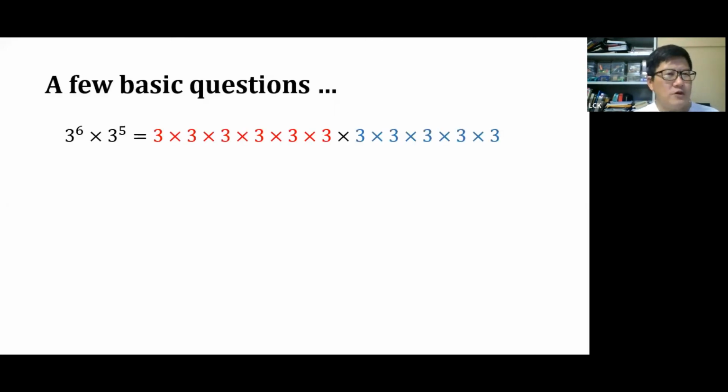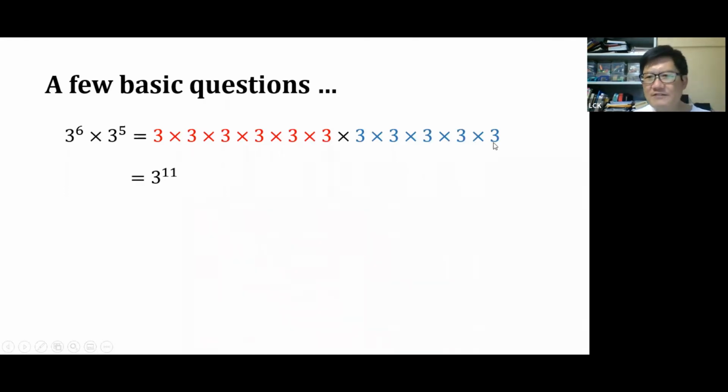So if you're asked this question, 3 to the power of 6 times 3 to the power of 5, you can write it out. 3 to the power of 6 is 3 times 3 times 3 times 3 times 3 times 3, and 3 to the power of 5 is 3 times 3 times 3 times 3 times 3. You can write it out, and it's not wrong. It's absolutely correct. And when you look at it, it's really 3 to the power of 11.